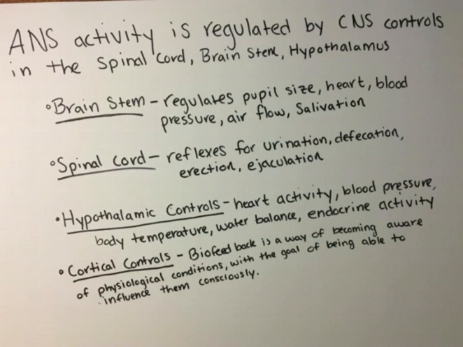For the cortical controls, it includes biofeedback on autonomic functions. Biofeedback is a way of becoming aware of physiological conditions such as heart rate and blood pressure, with the goal of being able to influence them consciously. And it ties in with the cerebral cortex and limbic system, which both communicate at subconscious levels.